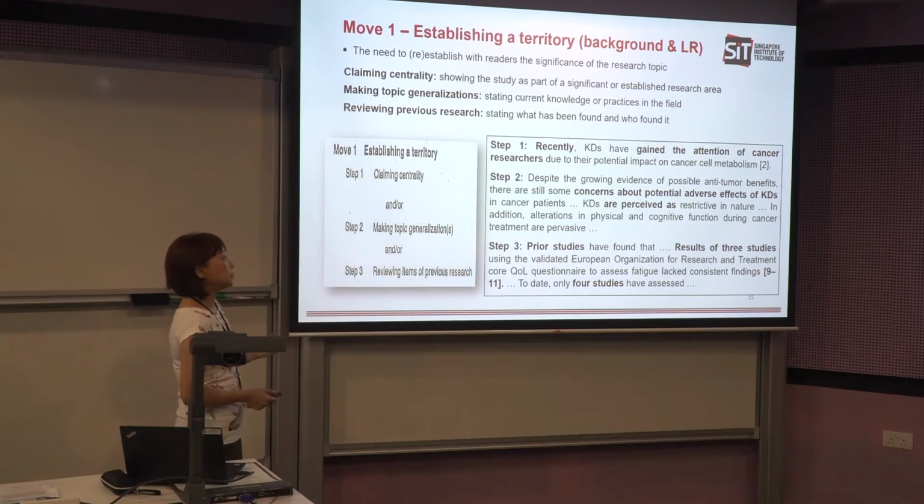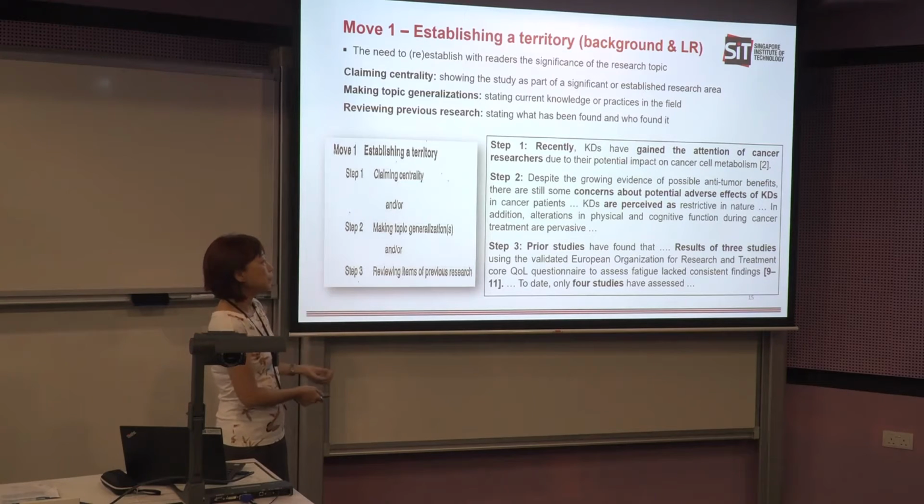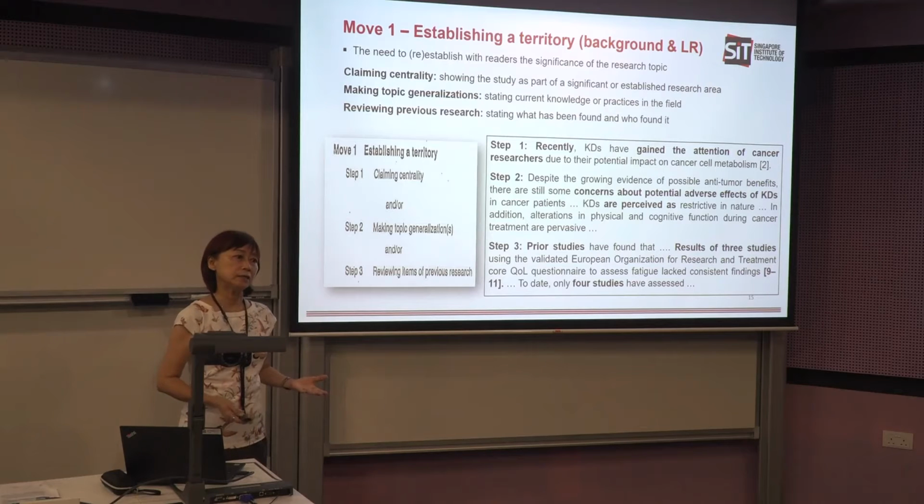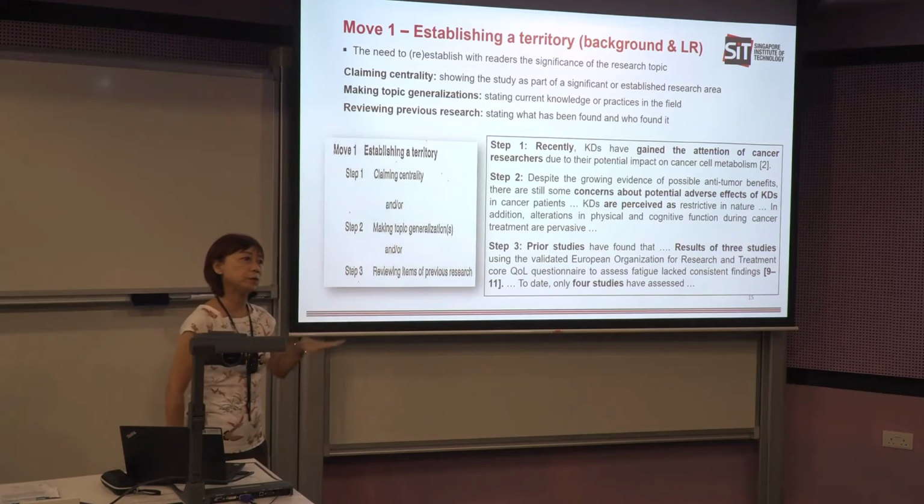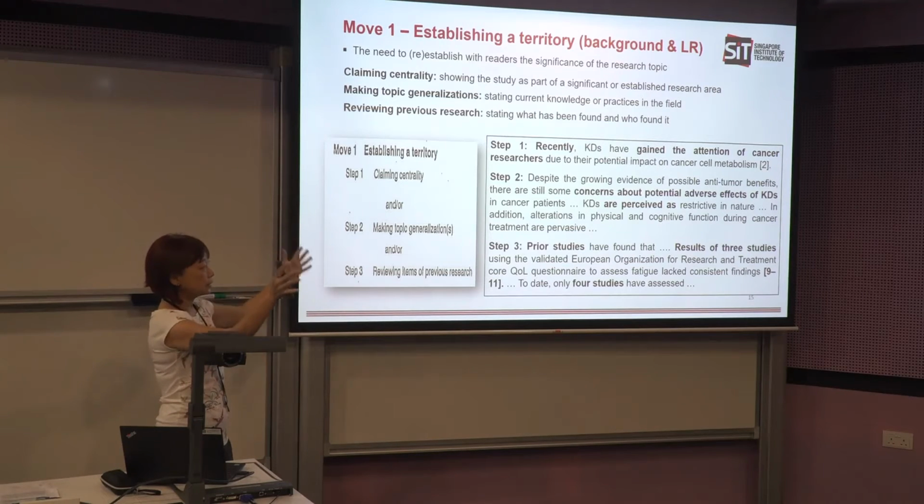And this is signaled by words like "prior studies," "results of 3 studies," and then of course you've got the citation, this in IEEE format, 9 to 11, the sources. "To date, only 4 studies have assessed." So when we see words like these, we know that the authors are here reviewing the literature. Okay? First broad, and then what's happening in the field.